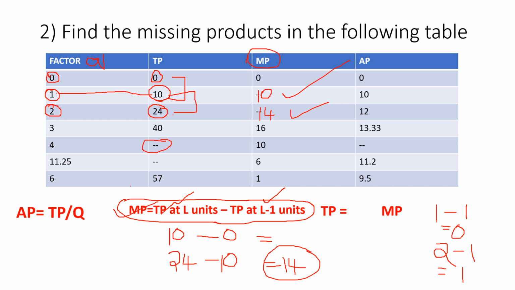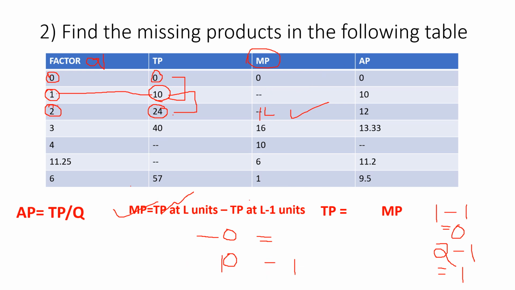Next, you can calculate the total product. Just a second, I'll erase all of these. Okay. Now we'll be calculating the total product. See, how do we calculate total product? Total product is equal to the summation of MP. Okay, this is a sigma. Sigma or summation or total of marginal product. Here, whatever answer we got, we shall write it.